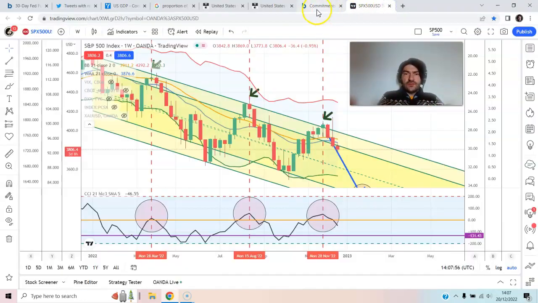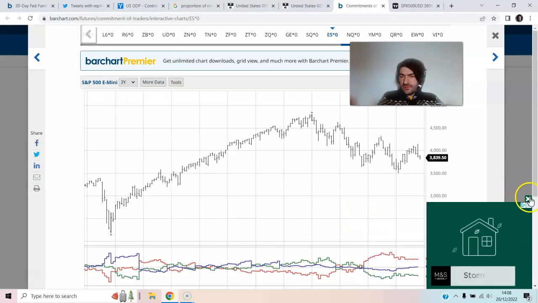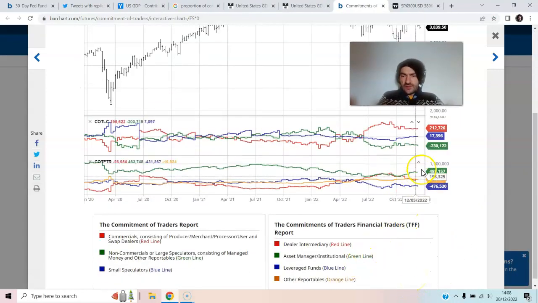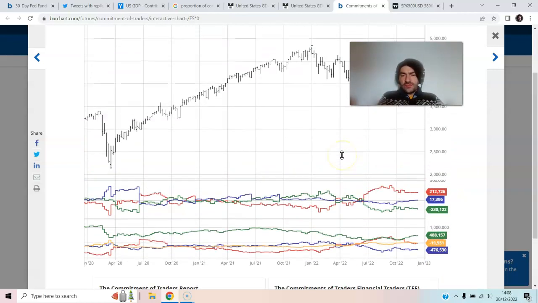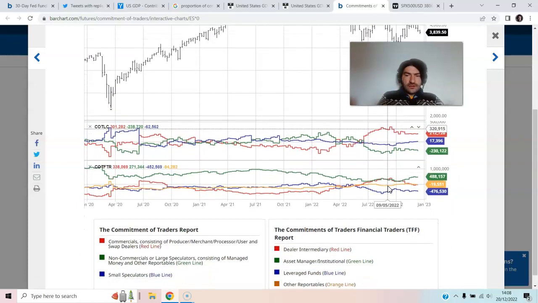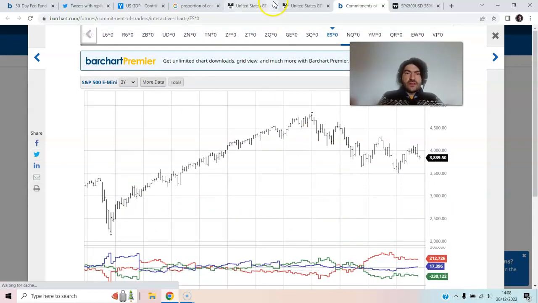I'd also like to look at the commitments of traders briefly, because what's interesting here is that we've got the leverage funds. You can see leverage funds are quite negative, minus 476, and they're really not buying into any sort of bullish talk that we might see from something like the small speculators up here. So that's an interesting move as well.